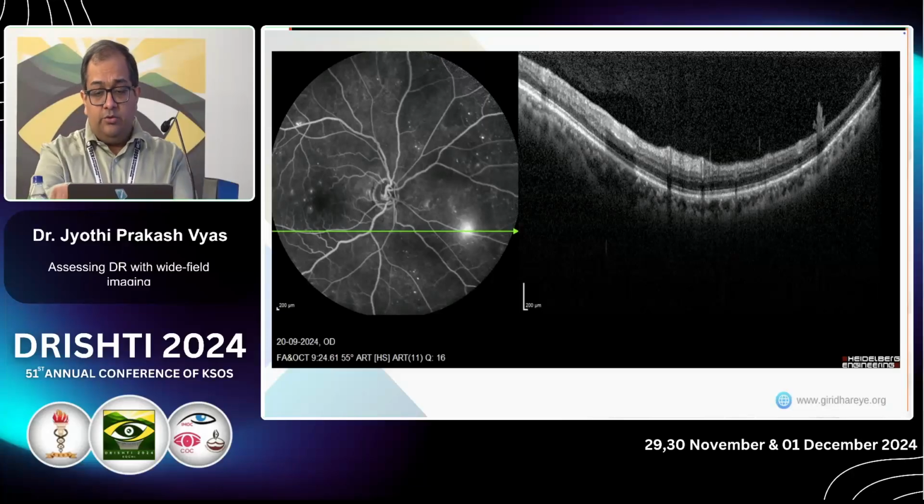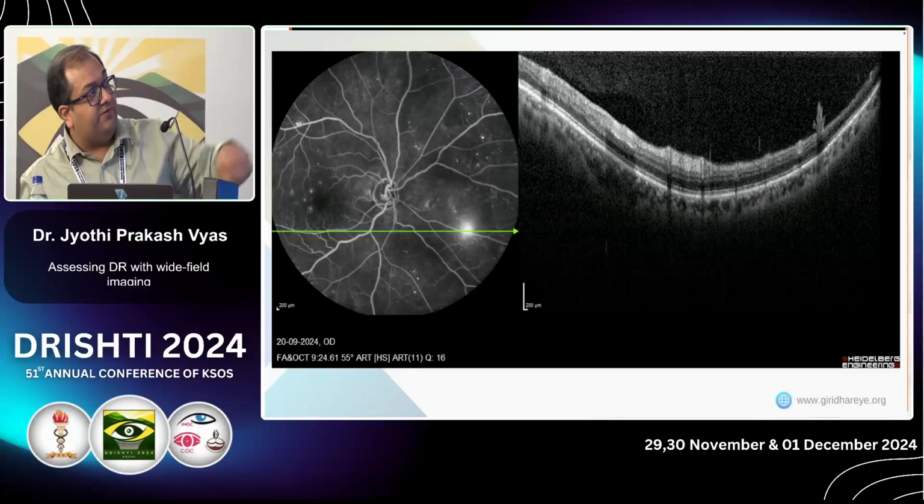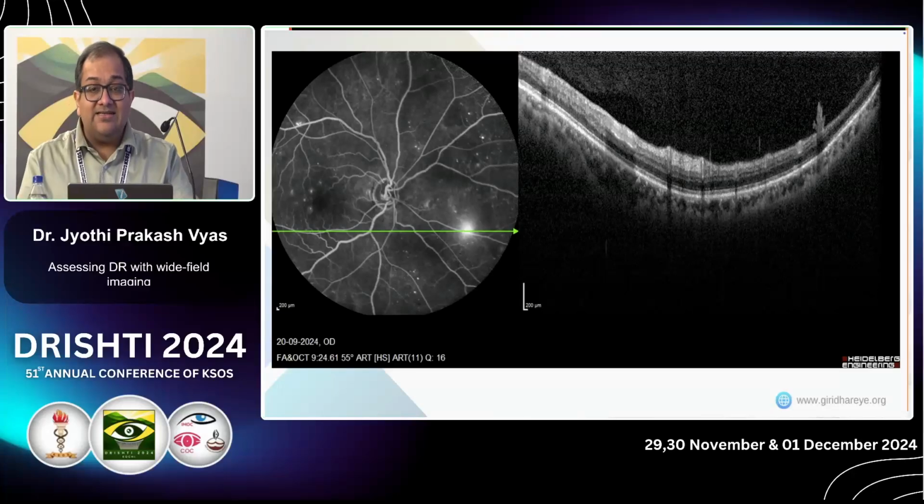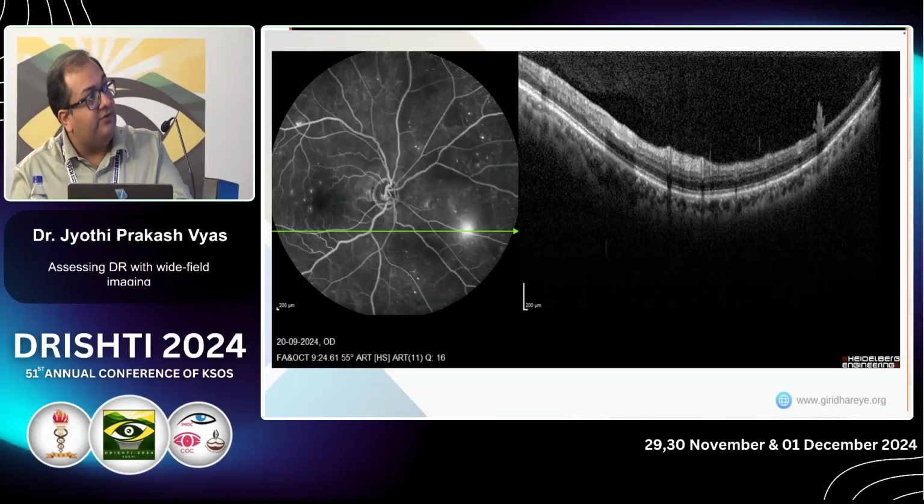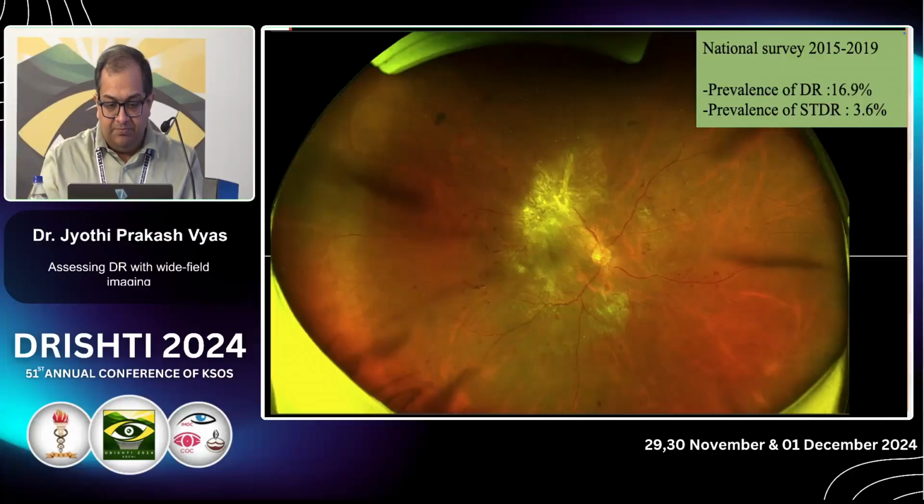But if you do an OCT, you can see to the far right of your screen, there is an element which is rising well above the ILM. So this is a surface NVE which was caught early, and we did the pan-retinal photocoagulation, and the patient is doing well for the past 6 months or so.